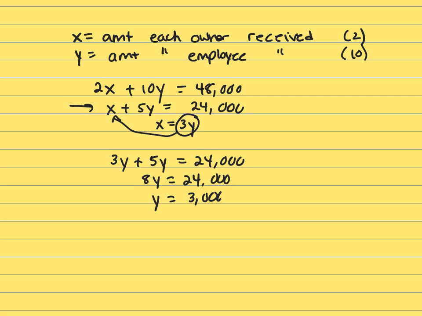But we're trying to find X, and we know X equals 3Y. So X equals 3 times 3,000. So each owner received $9,000, which is B.